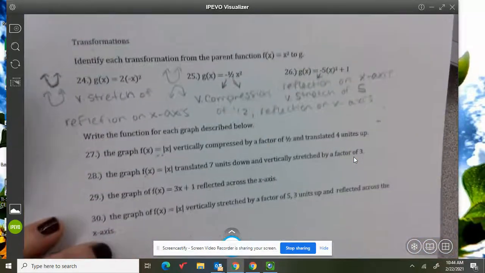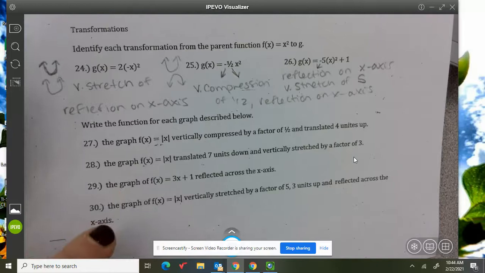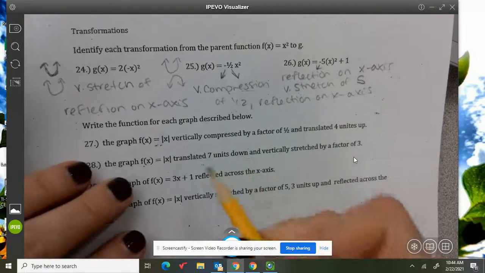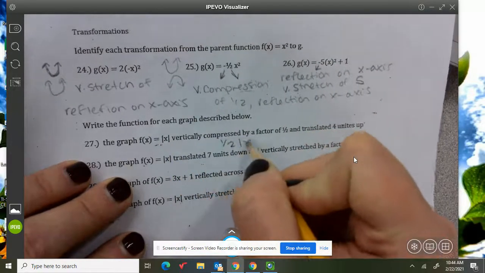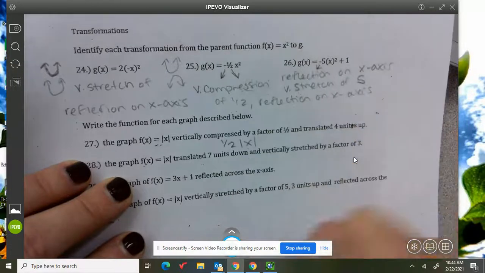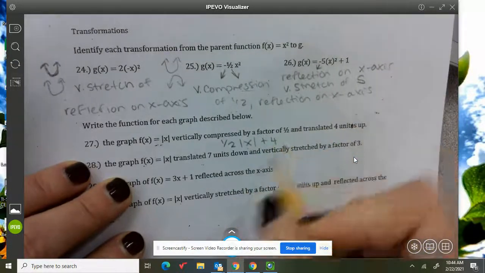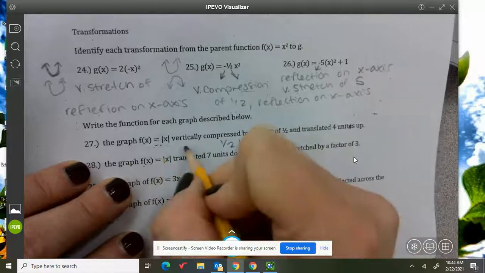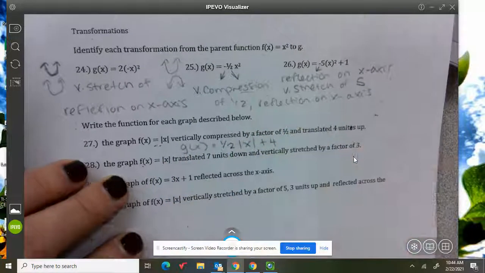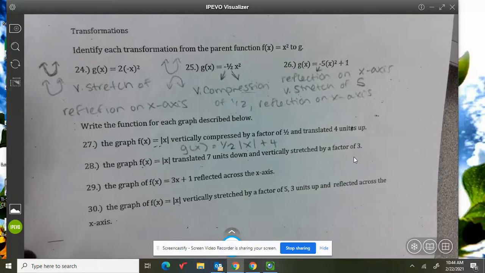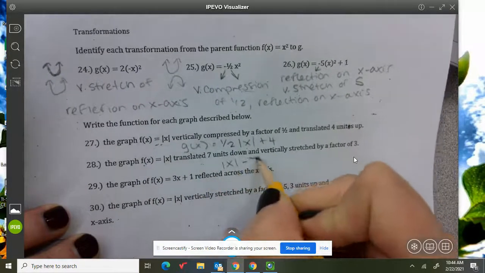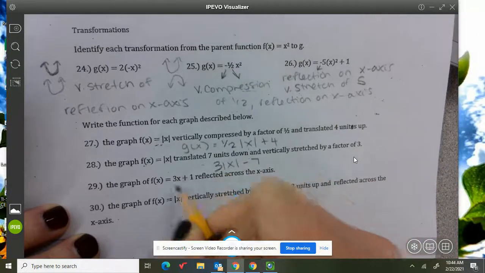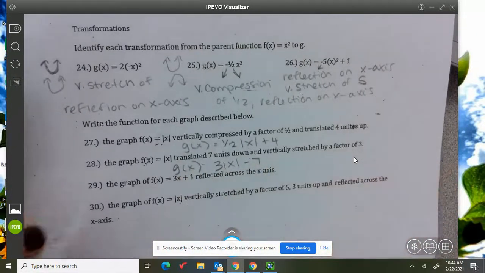Okay. Here now they're giving you the function, or they want you to create the function given the actual transformations. So if I took this and compressed it by a factor of 1/2, and then I translated it up 4 units, we would call that not f of x anymore. It's a new one, so let's just call it g of x. I don't care what kind of x, but it's not f of x anymore. It's a new function. Here, if I went 7 units down and vertically stretched by a factor of 3, that's what this would look like.